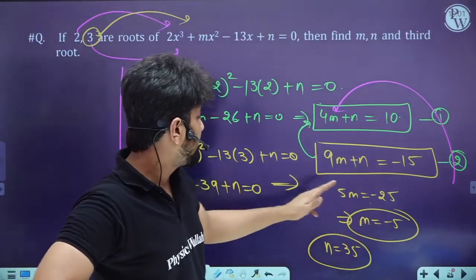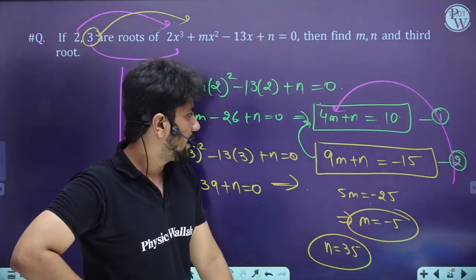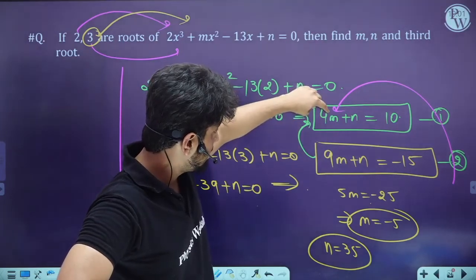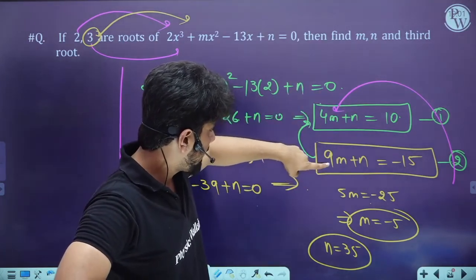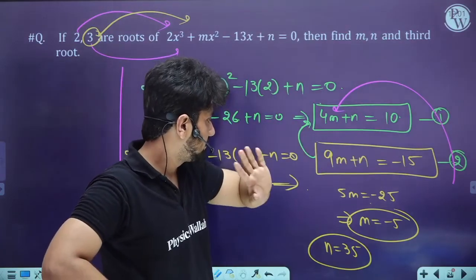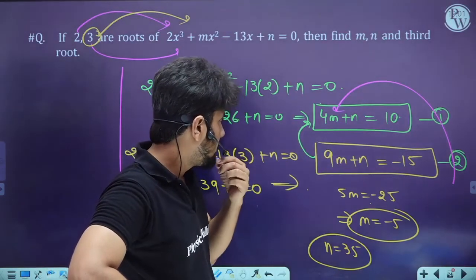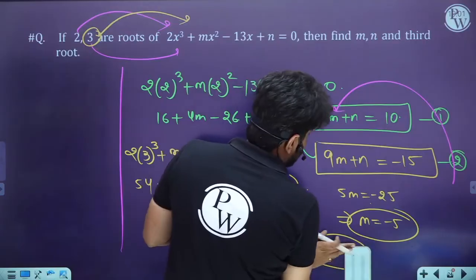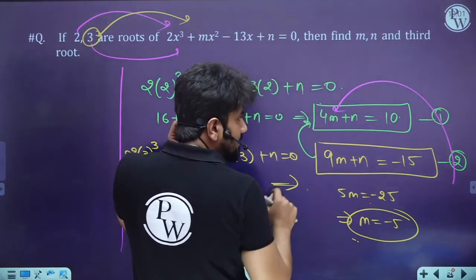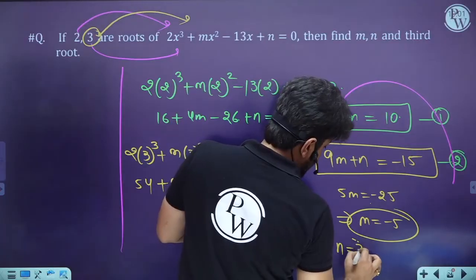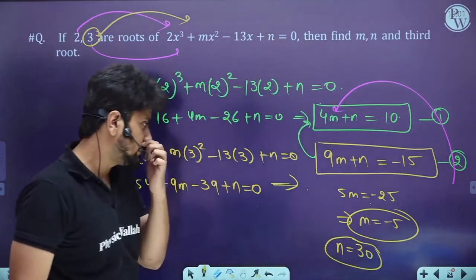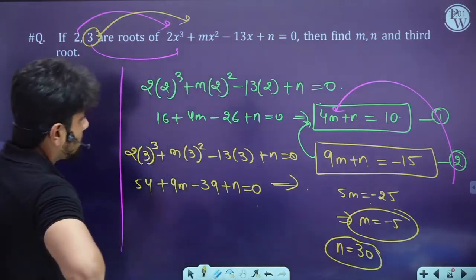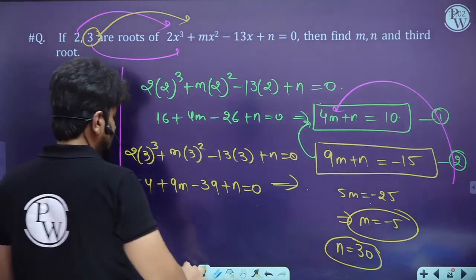So we are getting the value for m as minus 5 and the value for n as 35, which satisfies these two equations. Minus 20 plus 35 will be 10. Minus 45 plus 35... Okay, minus 5 minus 20, the n will be 30. I'm getting too hurried in the calculation. So we have minus 45 plus 30. Yes, correct. So the value for m is minus 5, and the value for n is 30.